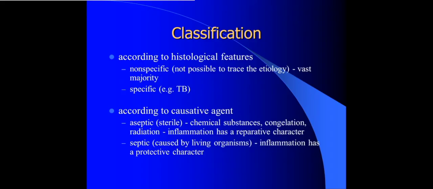According to causative agent, like aseptic. Aseptic means sterile, that are autoclave. Aseptic causes are chemical substance, congelation, radiation; inflammation has a reparative character. And septic is caused by living organism. Inflammation has a protective character. If inflammation is caused by a sterile material, then it is not too much chronic, right? Because sterile means they do not contain any type of microbes.